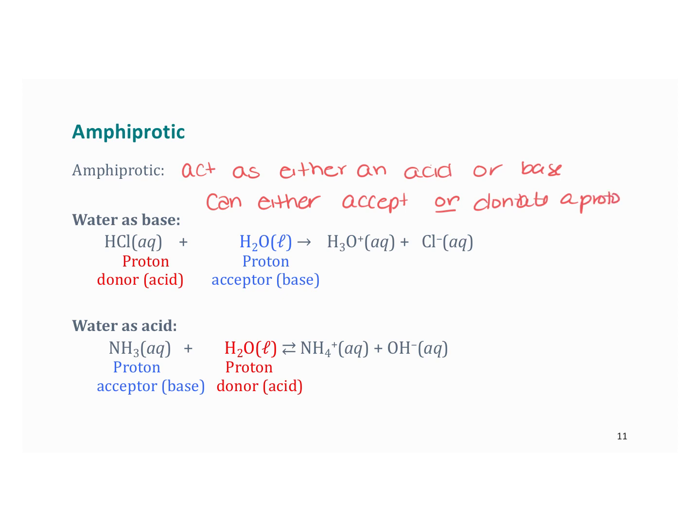Okay, so for example, here we have water. It accepts a proton. It forms H3O plus, so it's acting as a base. But here with NH3, we see that it donates a proton and it's acting as an acid, to form NH4 plus here.